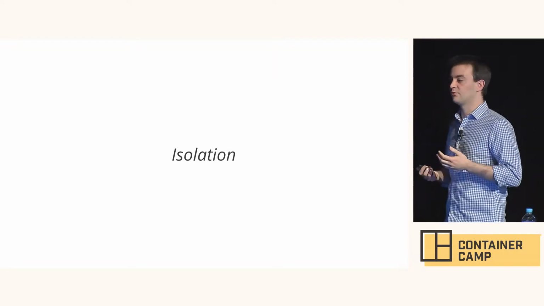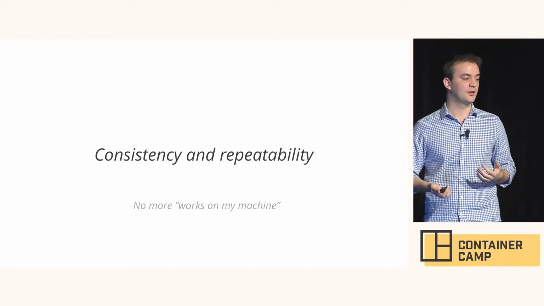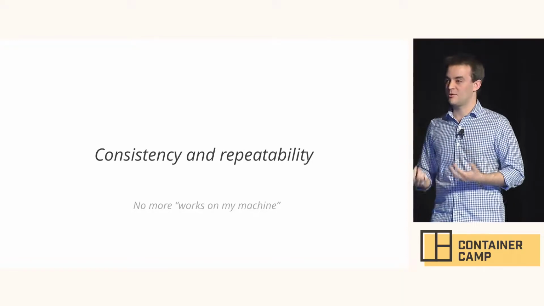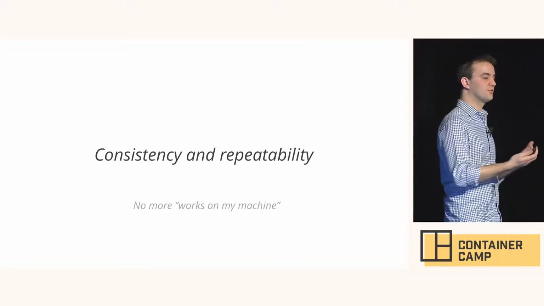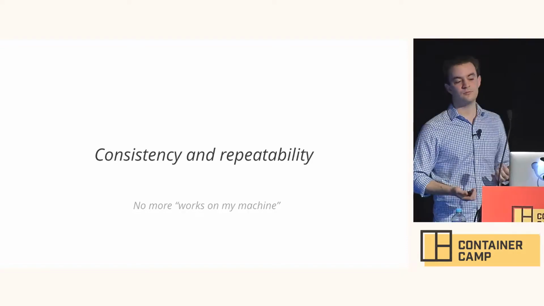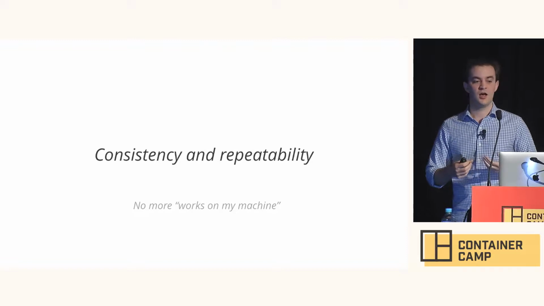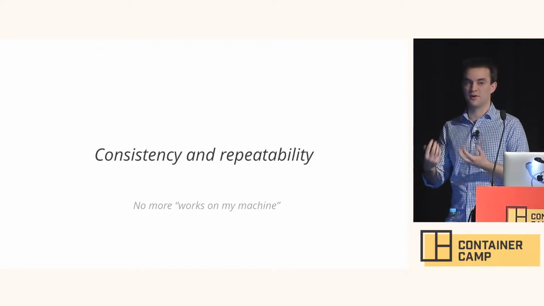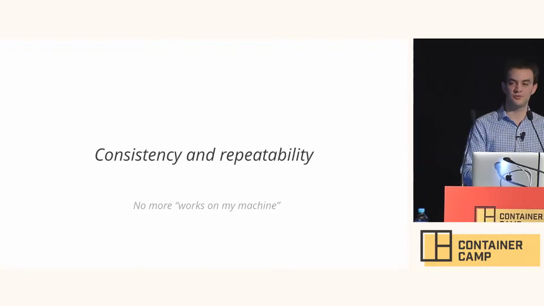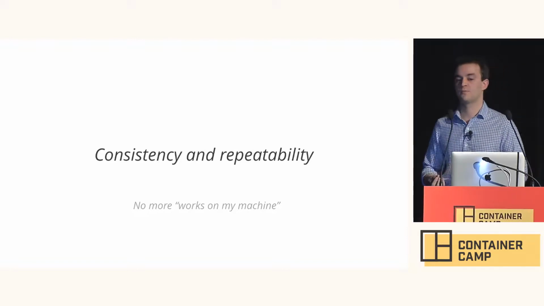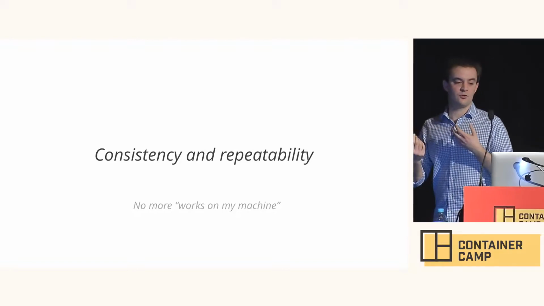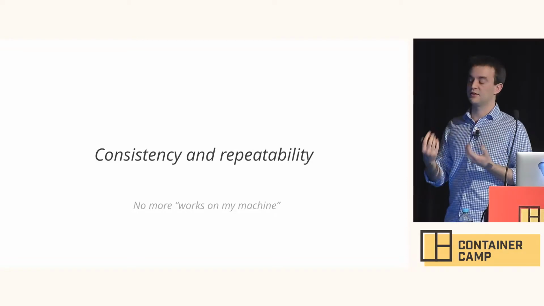And that's really important from the perspective of consistency and repeatability. It solves that works on my machine type problem. It means that you don't have configuration drift. All that kind of stuff is solved for you. And that comes from a number of different sources. That comes from that isolation. It comes from using that same image as the basis for that environment every time, or using the same Dockerfile for that as the basis for that environment every time. And it also comes from starting with a clean container every time.